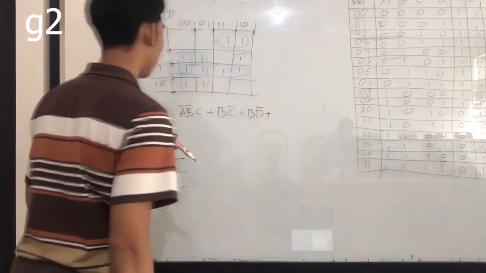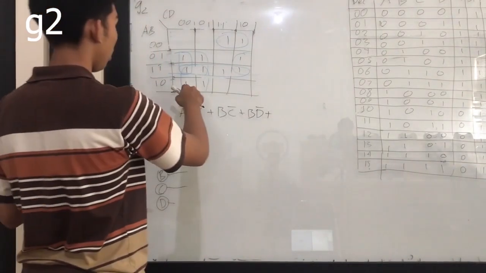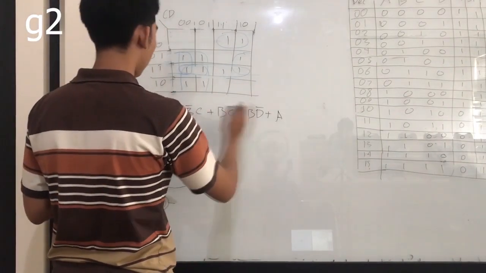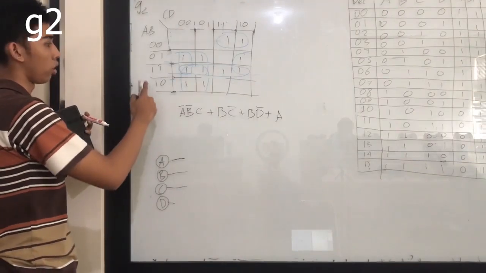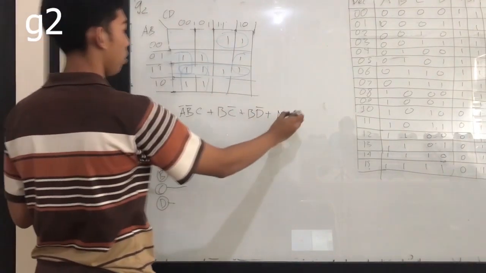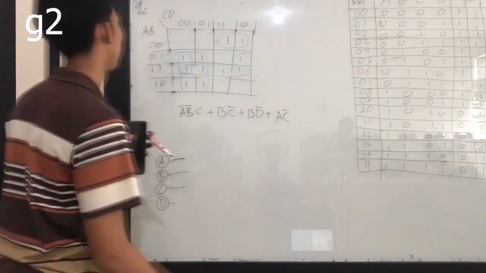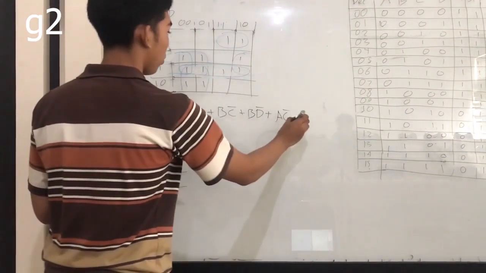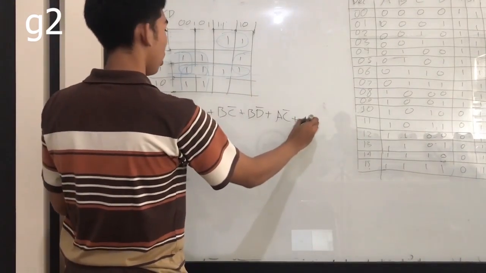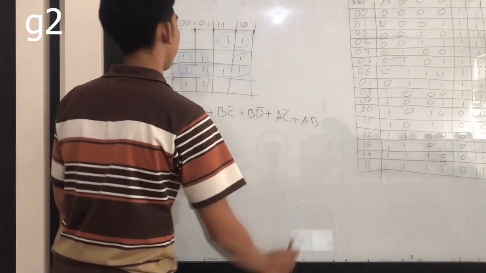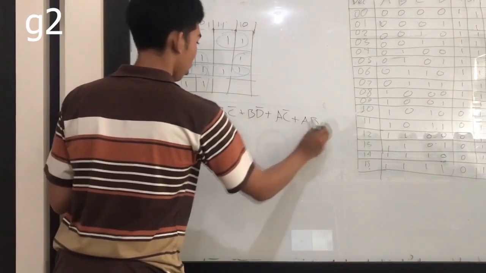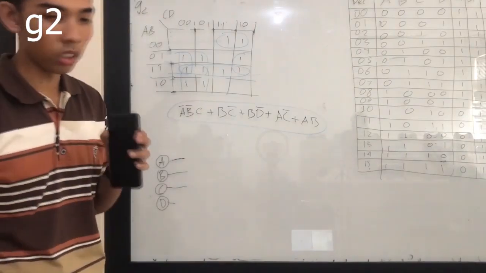Okay, the fourth group is this one, going down like this. Let's see, A, since this is 1. And C, let's see, C inverse. Okay, now let's move on to the last group, this long one right here. A, B, just like that, AB. Okay, so this is our simplified expression.